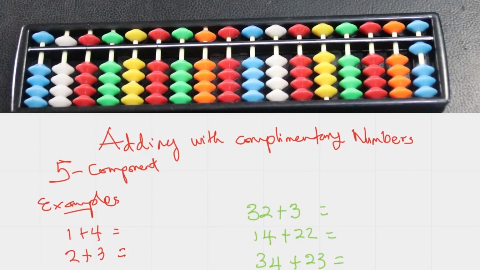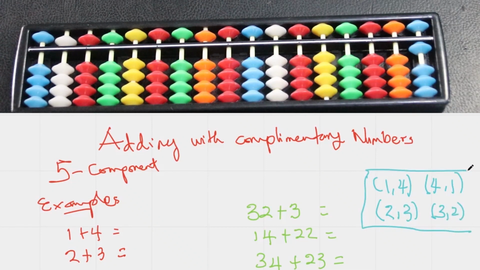Okay, so watch my screen. I want to show you the basic elements of the 5 component numbers. So the pair is 1, 4, or 4, 1, as the case may be. You also have 2, 3 or 3, 2. These are the numbers that are in the pair of 5 components of the complementary numbers.